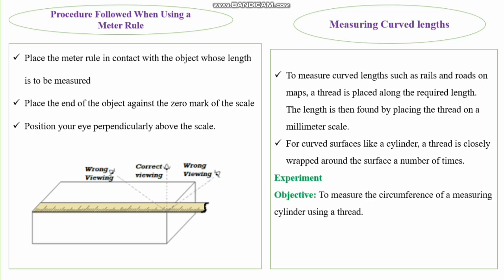So let us do an experiment. The objective of the experiment is to measure the circumference of a measuring cylinder using a thread. So you want to know the circumference of the cylinder using a thread. The apparatus will include a 10 milliliters measuring cylinder. You can use any measuring cylinder available. Then a thread and a meter rule.